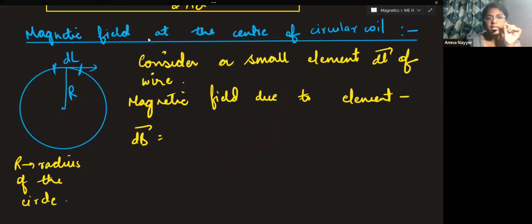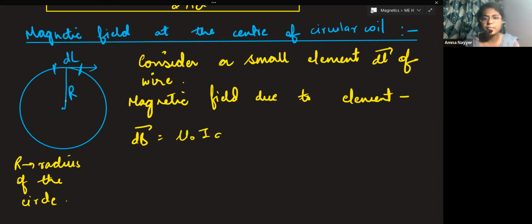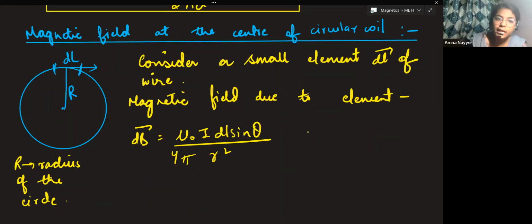If we are taking a very small section dl, we'll get a very small magnetic field dB equal to mu naught I dl sine theta divided by 4 pi r square. This is the formula of magnetic field. Now, the angle between the dl current element and the radius vector will be 90 degrees, so sine will get eliminated.